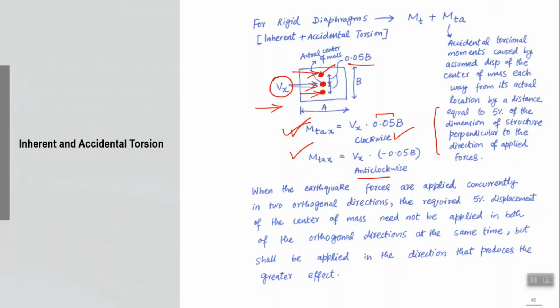ETABS actually allows us to apply all 6 cases, 3 X cases and 3 Y cases, in the same load pattern, right? But at the back end, it is applying all 6 forces one by one. So it is creating multiple sub patterns in that main load pattern.